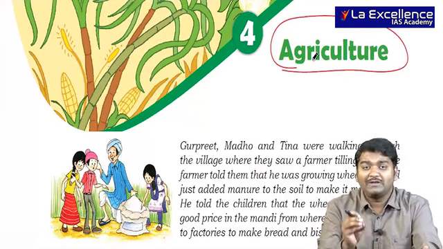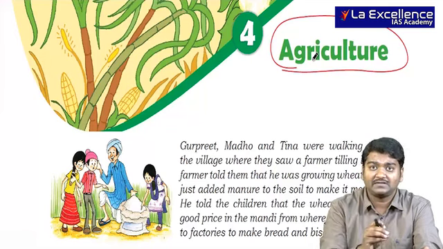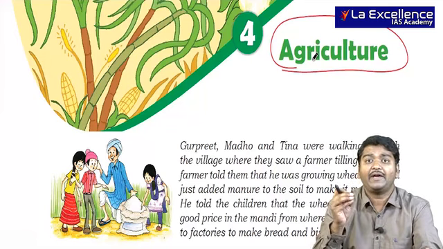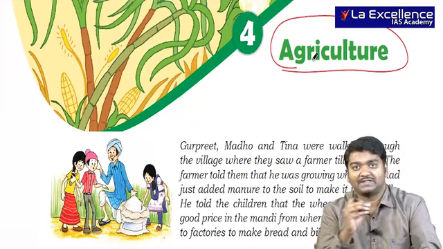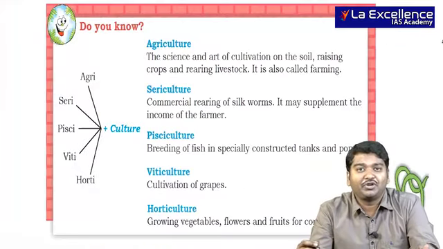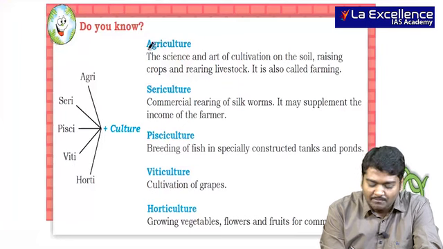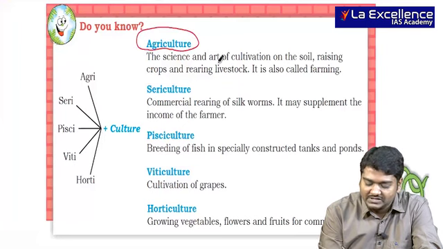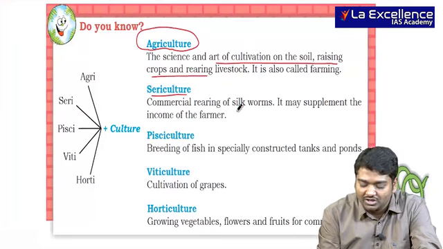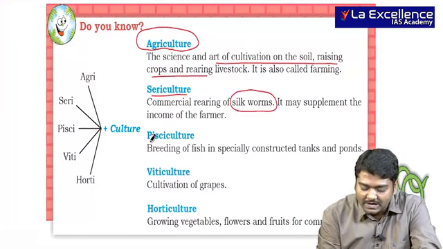So here we will be seeing which are these areas in the world and India where a particular crop is usually present. The first thing that you need to focus on is page 41, where you see different definitions. You have agriculture, which is an art of cultivation on soil, raising crops. Sericulture is associated with silkworms.